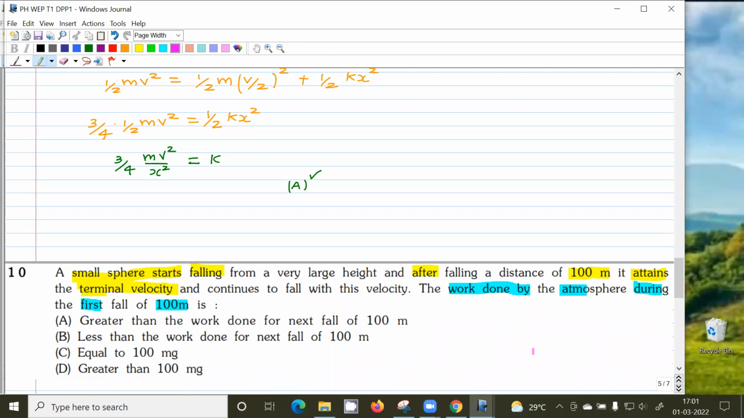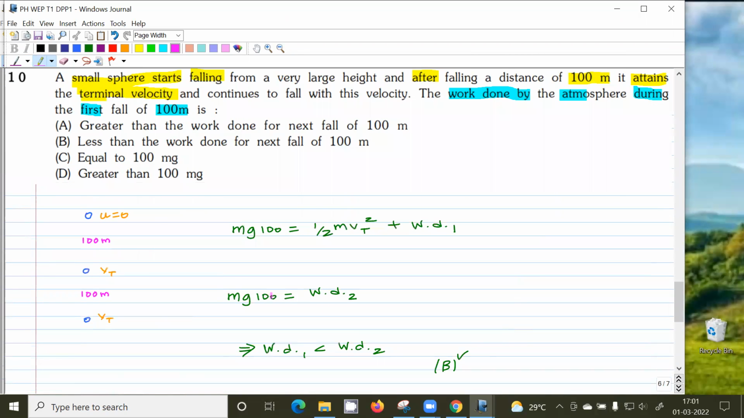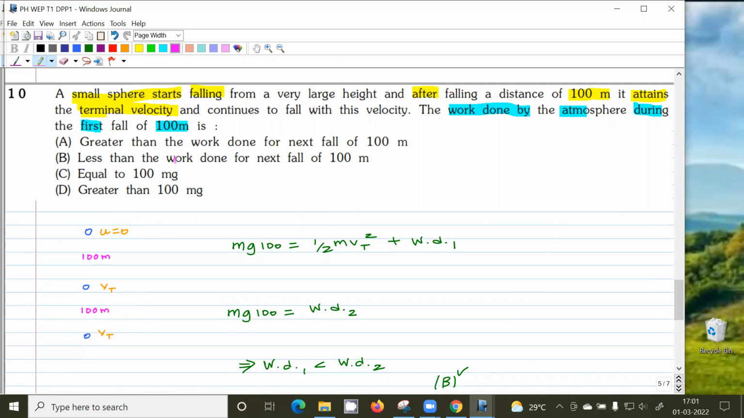Can I explain? Yes, sir. You have to draw a picture always. Initially, it's zero, no? Okay. Falling to the height of 100 meters, where it attains its terminal velocity. After that, the velocity is not going to change. It's going to be constant. So we have to find the work done by the atmosphere.